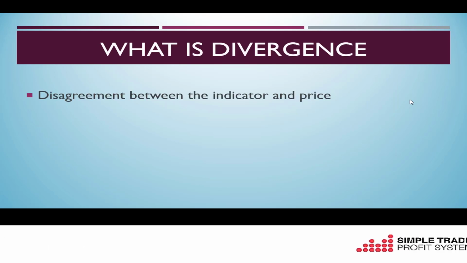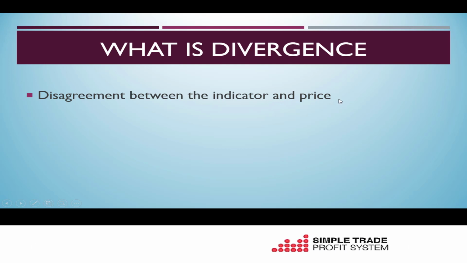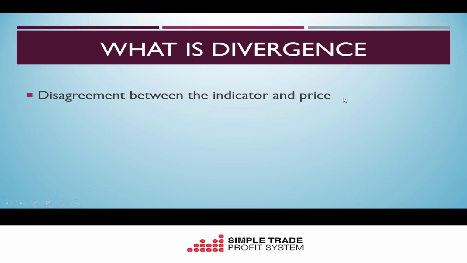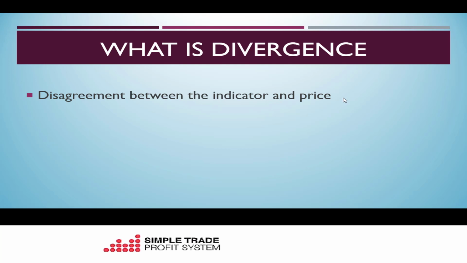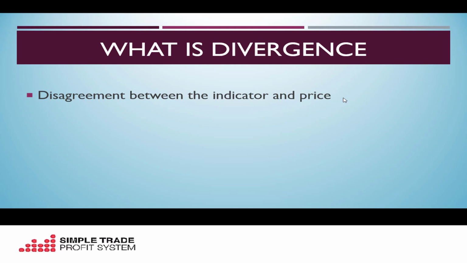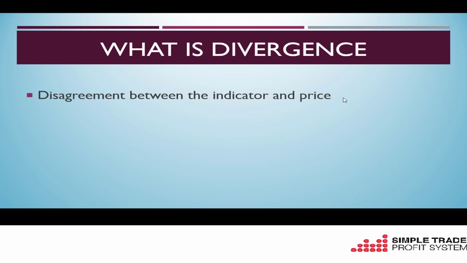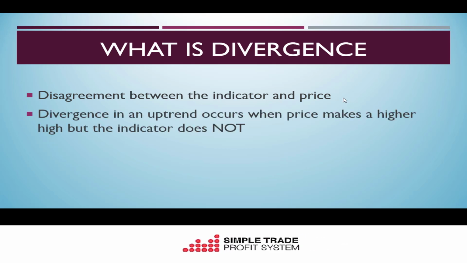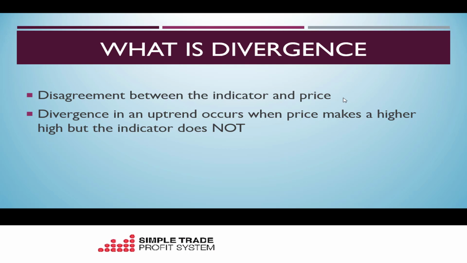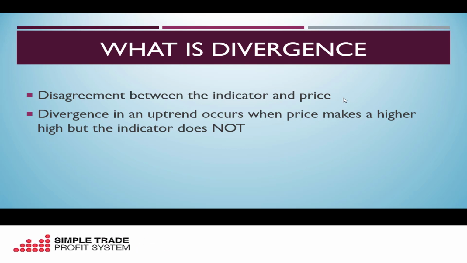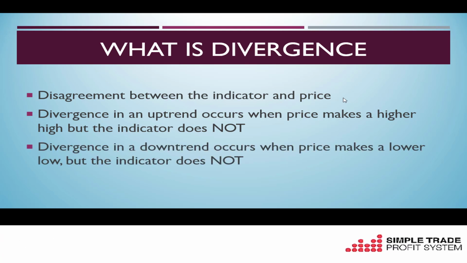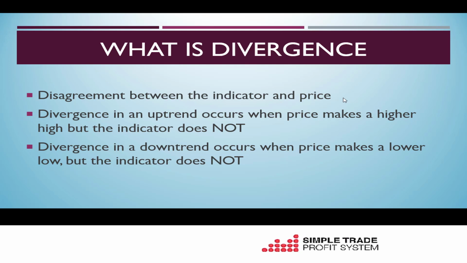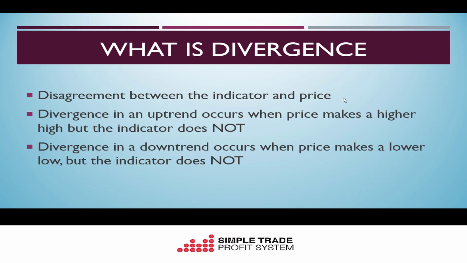Divergence is essentially a disagreement between the indicator and price. It means that price may be moving up, but our indicator is moving down. That is called divergence. Price and the indicator are diverging. They're going in opposite directions. Divergence in an uptrend, so when price is moving up, occurs when price makes a higher high, but the indicator does not. And the opposite, divergence in a downtrend occurs when price makes a lower low, but the indicator does not.